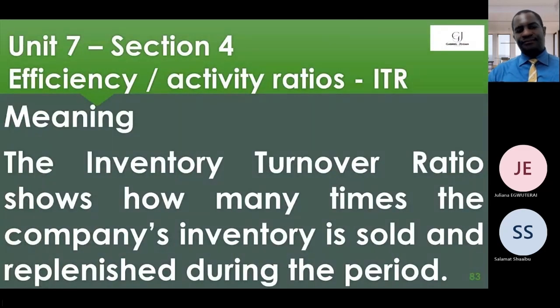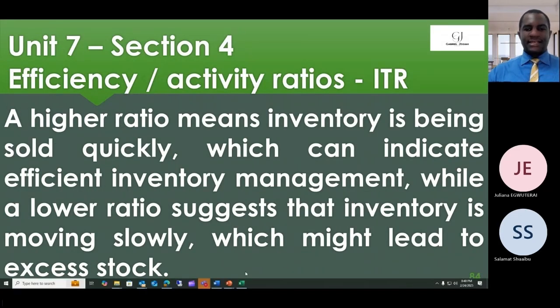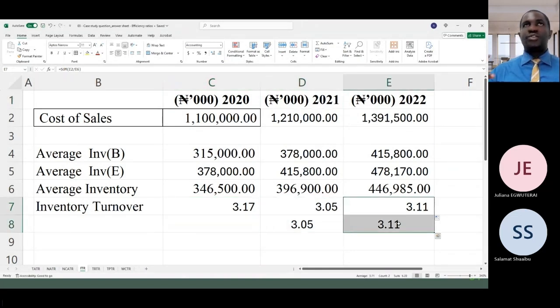Okay, so let's see what that means. It means that this shows how many times the company's inventory is sold and replenished during the period. And if you want to understand this graphically, in 2020 he turned over his inventory 3 times, sold and replenished 3 times, which is good. In 2021, he did the same thing, 3 times, and 2022, 3 times. So there were no stock.